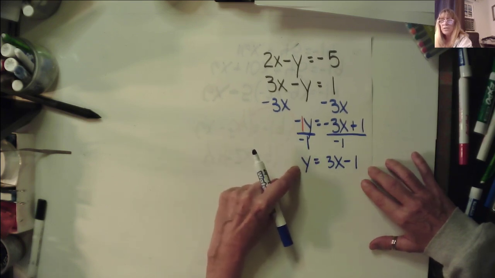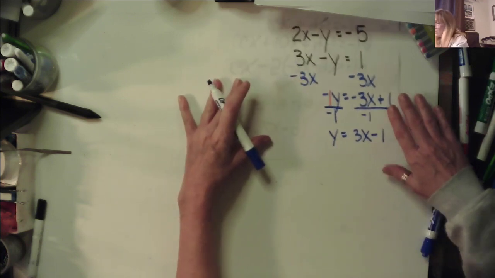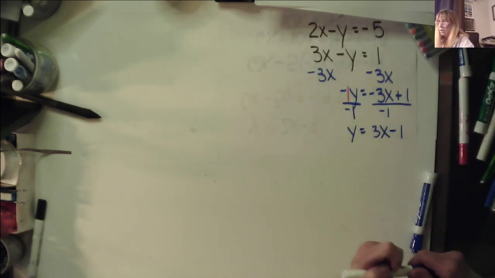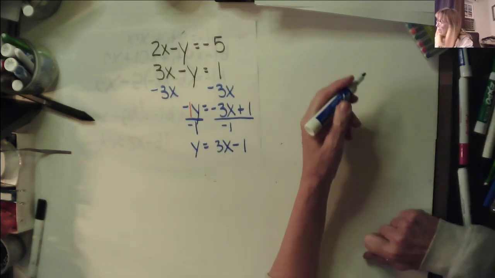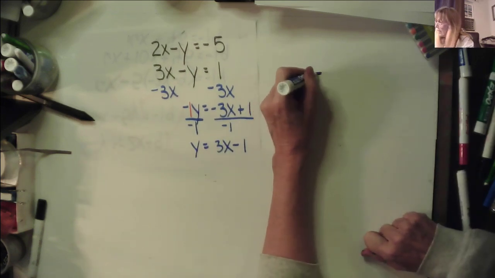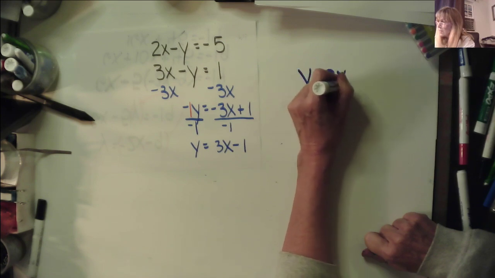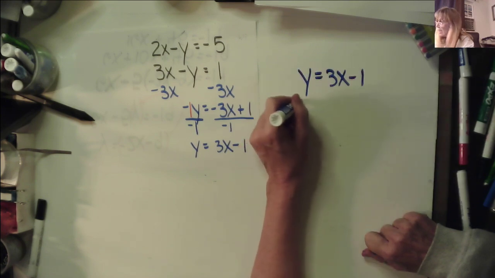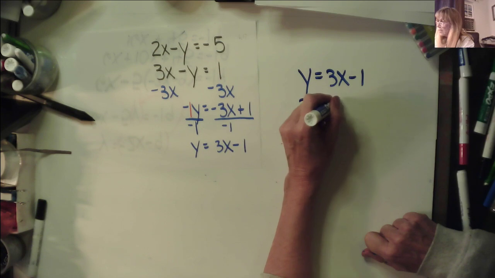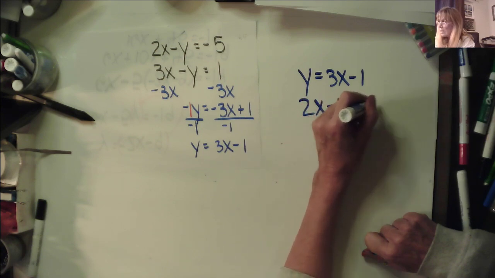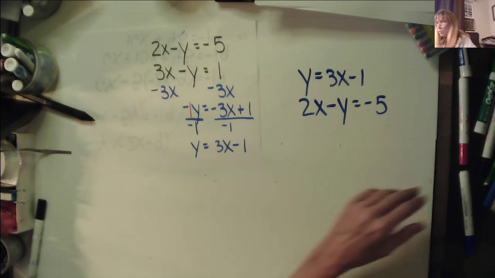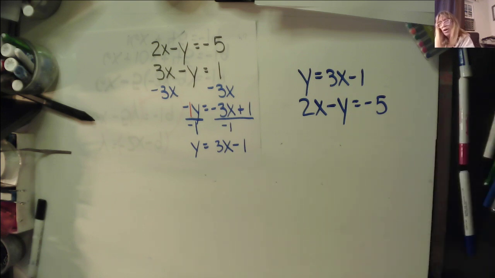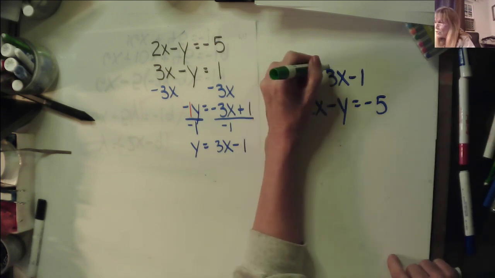So now this is our new equation. I'm going to rewrite these now. So y equals 3x minus 1, and we have 2x minus y equals negative 5. Okay. Maybe now you want to pause, try to do it on your own. Remember, we always have to try.